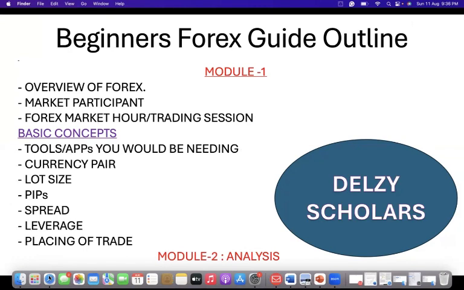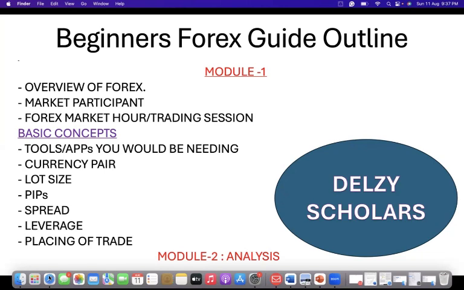Now we have module one. At least this first module is going to help us understand the first basic concepts about forex. Module two will be analysis. We will talk about fundamental analysis, technical analysis, and sentimental analysis. So for module one, the first thing to understand is the overview of forex.